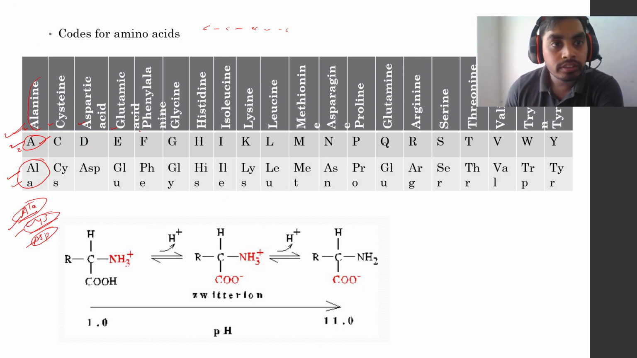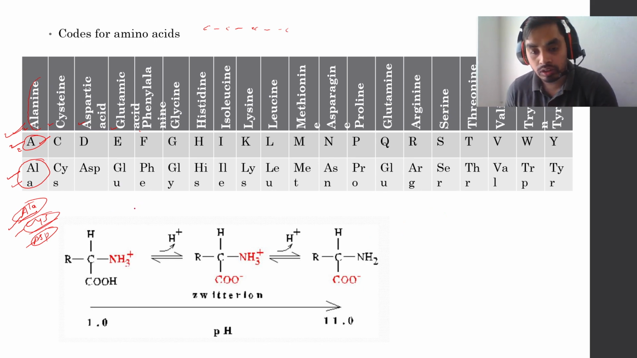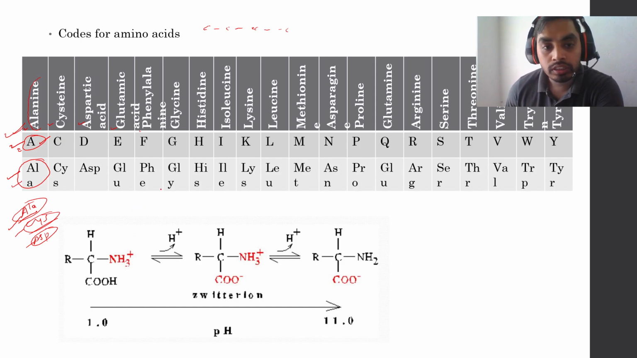So this is the single-letter code and three-letter code for the amino acids. Now let's move on to a very important topic, that is isoelectric pH. This question has been asked many times in NEET. What is isoelectric pH?